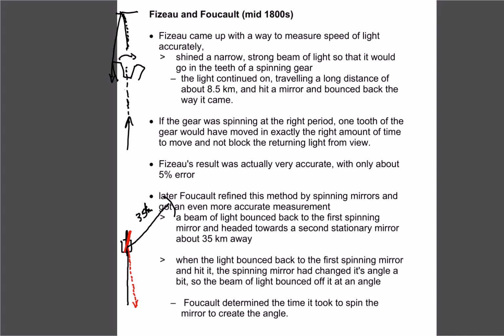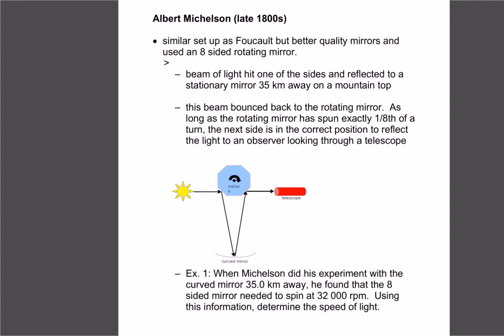So he knew that if he could figure out the time it took to spin the mirror to change that certain degree of angle, then he could use that time to figure out the distance divided by time to get our speed. And he actually came up with a pretty solid answer that was pretty close to Fizeau's, but a little bit easier to do and a little bit better answer.